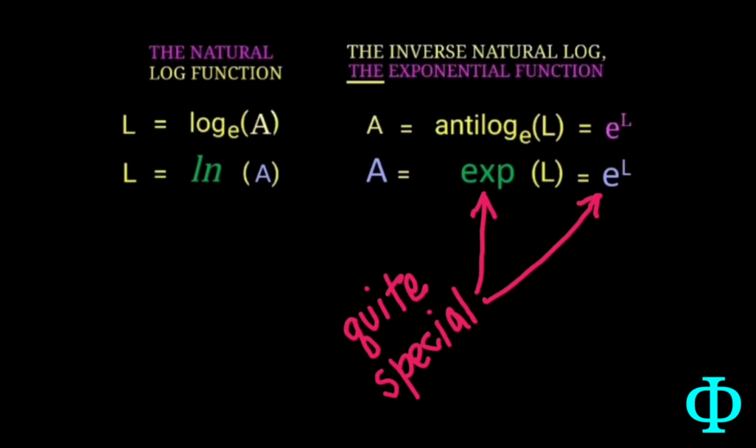Now, for base e logarithms, we have L equals log base e of a, or L equals ln of a, and a equals antilog base e of L equals e to the L, or a equals the exp of L equals e to the L. The antilogarithm function for base e isn't just any antilogarithm function. It is the exp of L, and the antilogarithm formula, e to the L, isn't just any exponential. It is the exponential.